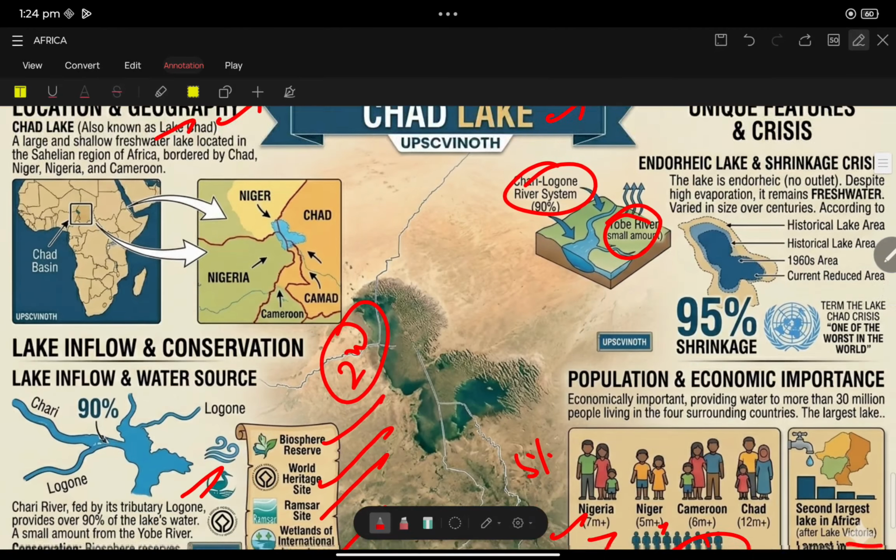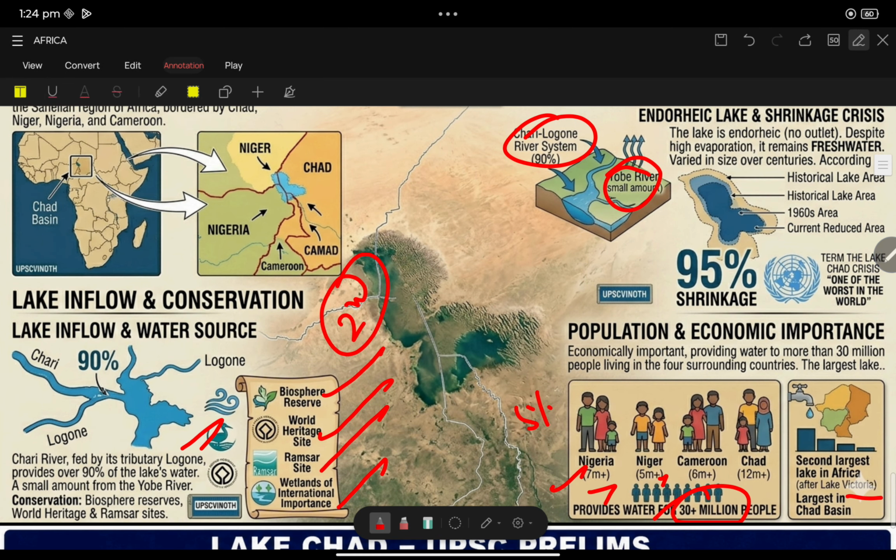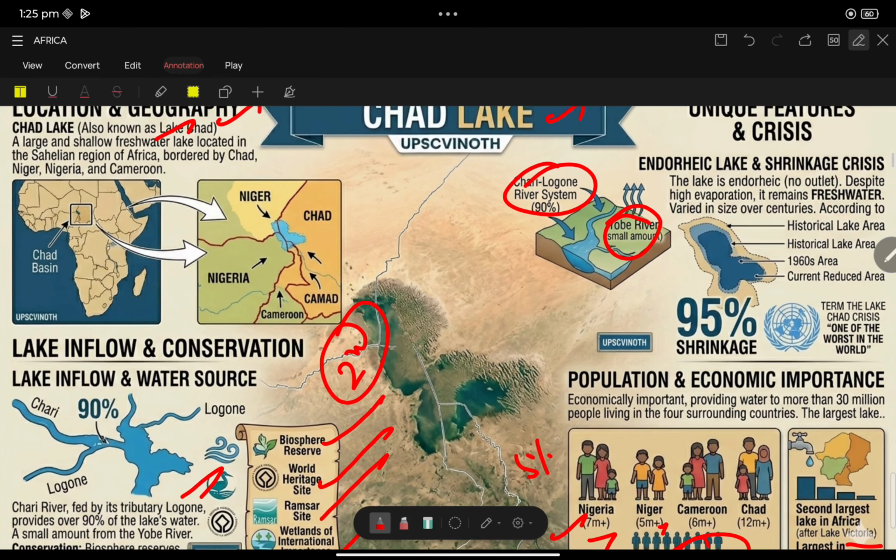This is a very important point with respect to UPSC prelims. And UNESCO has called the Lake Chad crisis one of the worst crises in the world.